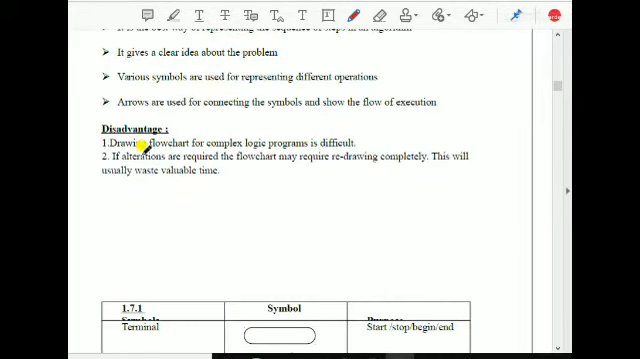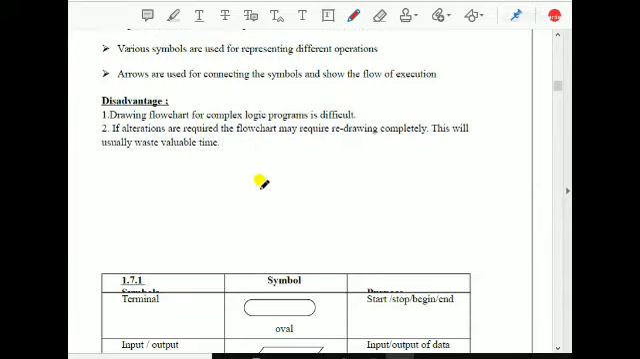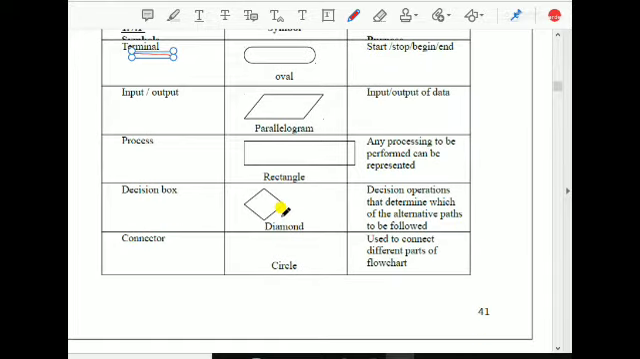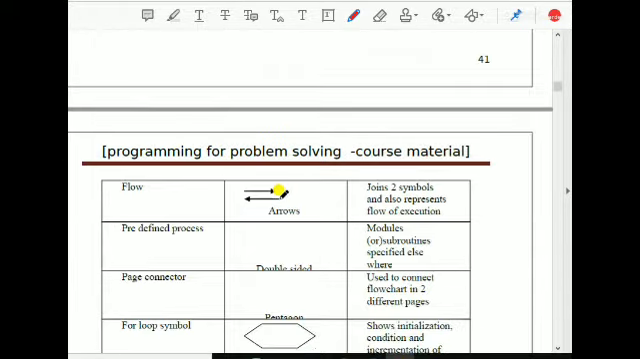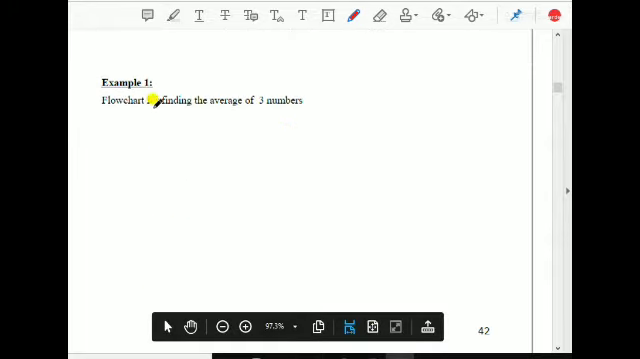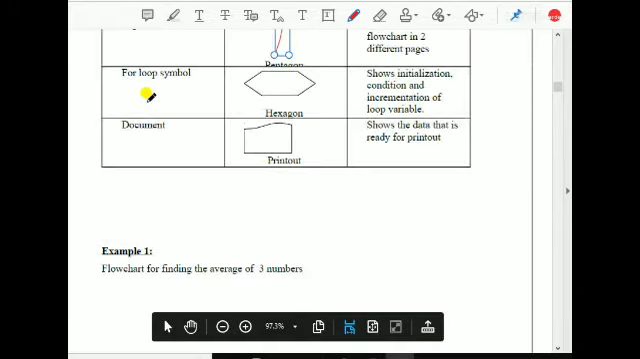Yeah, the disadvantage of a flowchart is that you can't write a complex logic program. If you write it, the user will not understand at all. See, drawing a flowchart for a complex logic program is difficult only. See here, in these symbols, terminal is important, parallelogram also important, rectangle. Diamond, circular not important. Leave all these, not important at all. Flowchart you can see, yeah, flowchart is easy only.